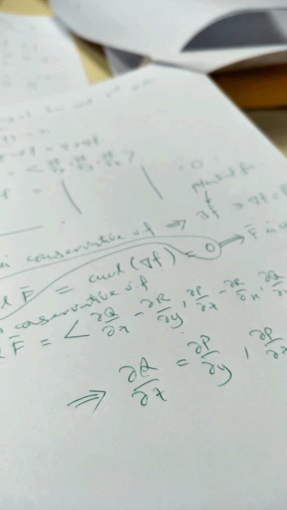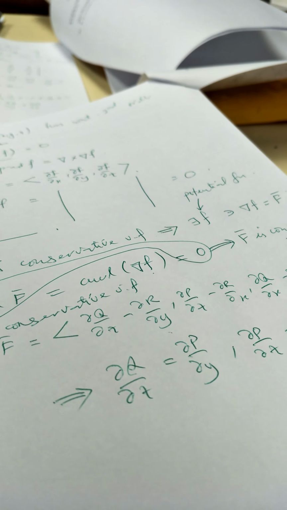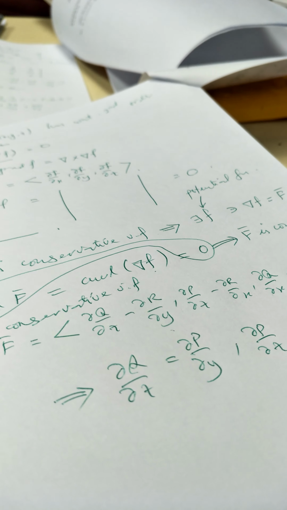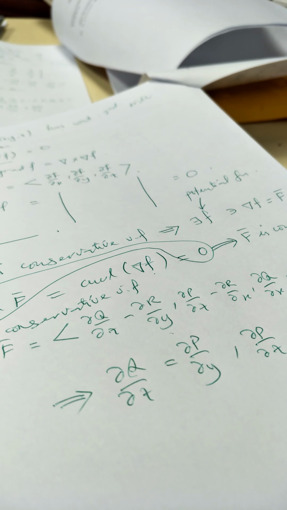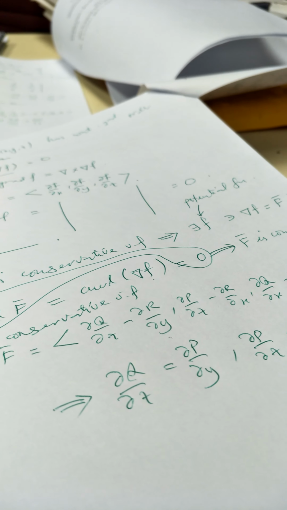Now, if you want to show whether a given F is conservative or not, what you need to do is just show those components.